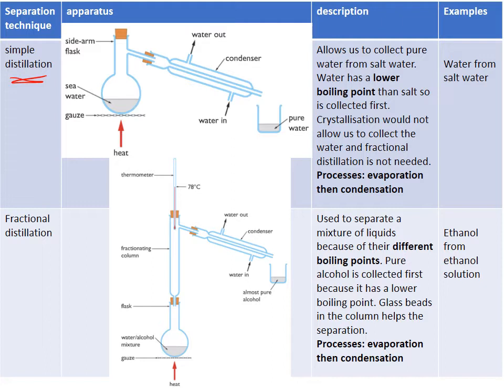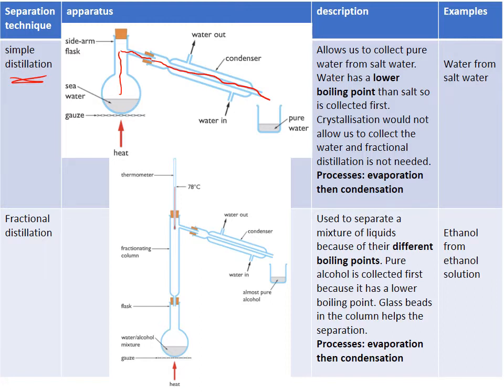This is normally used to separate water from salt water, and water evaporates first because it has a lower boiling point. So it evaporates first, and then it goes up the round bottom flask into the condenser and then drops out into the beaker here.